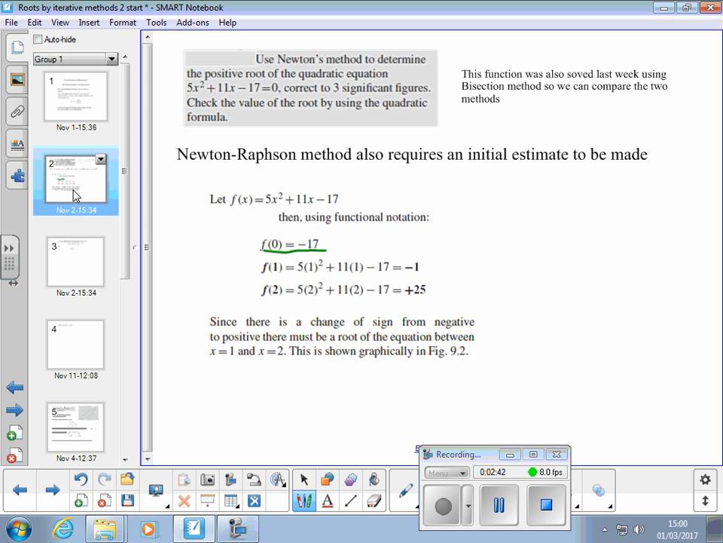We look at the function's value at 0. When x is 0, it's minus 17. When x is 1, it's minus 1. But when x is 2, we get a positive value. So we've got a change of sign in the value of that function between x is equal to 1 and x is equal to 2. So we know that we've got a root in that area between those two figures. Okay? Everyone happy with that? That's similar to what we did this morning.